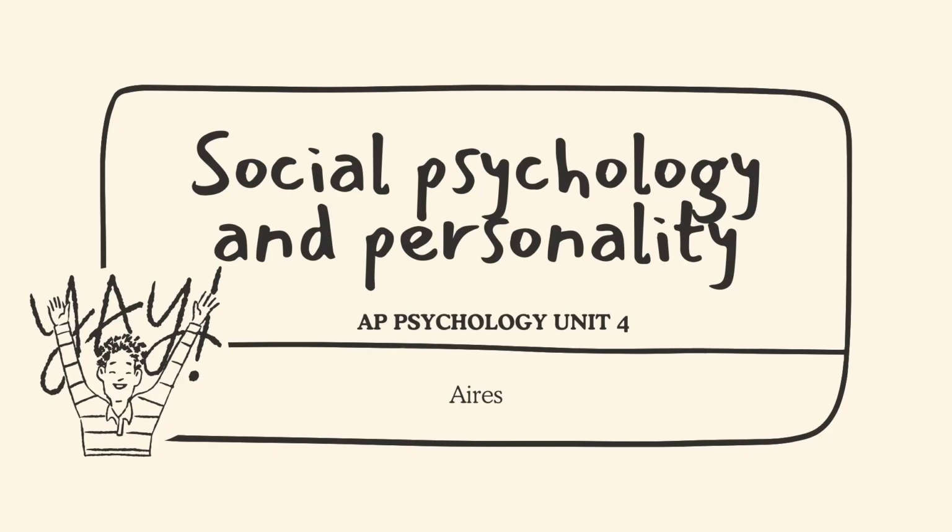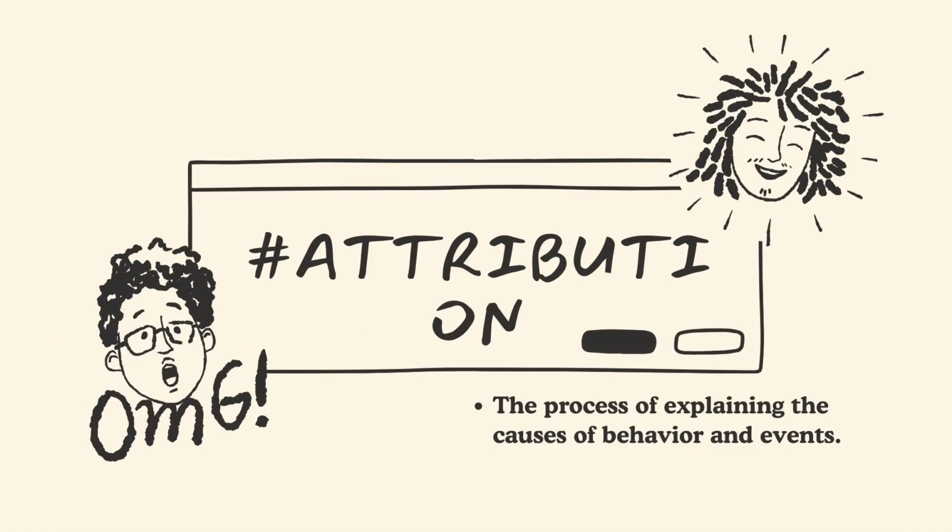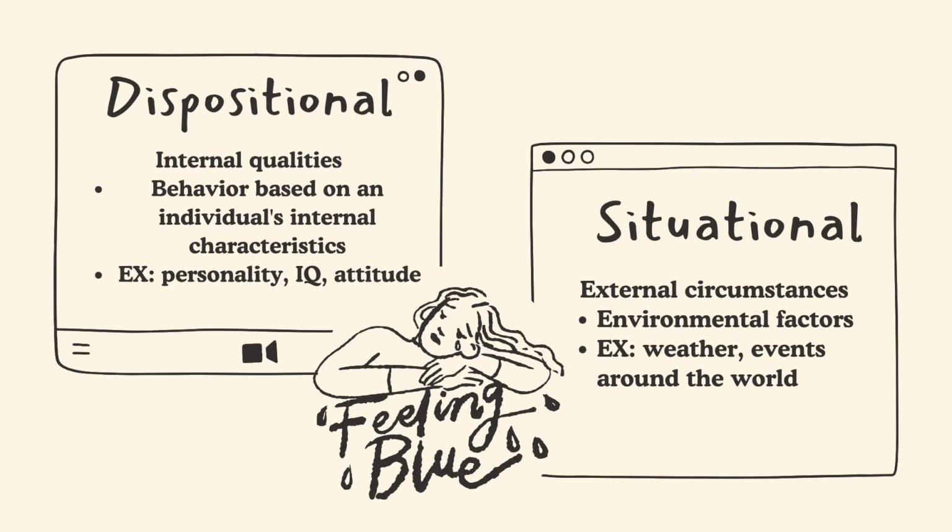Okay, and I'm Aries, and it's my pleasure to have our fourth session about social psychology and personality for our AP Psychology Unit 4. So, first, we're going to talk about attribution. Attribution is the process of explaining the cause of behavior and events. So we have different kinds of attribution.